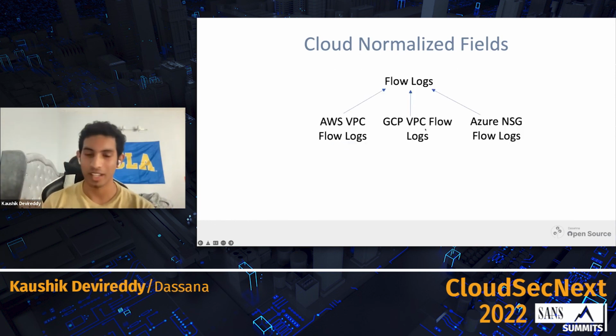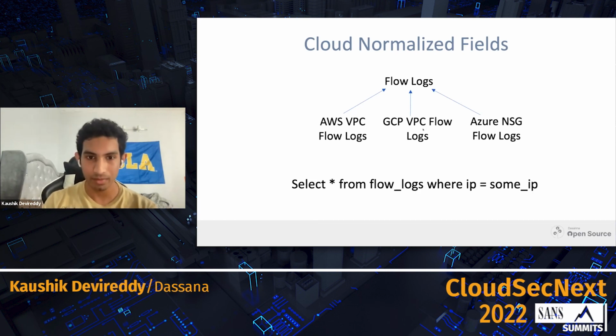So this doesn't just apply to audit logs. I've done the same exercise for flow logs, again mapped in that GitHub repo that I'll be pasting in the Slack channel. So VPC flow logs in AWS and GCP, and NSG flow logs in Azure. So what we can do is select star from flow logs where IP is some IP. So across all my logs, across all my clouds, I can find where a certain malicious IP shows up.